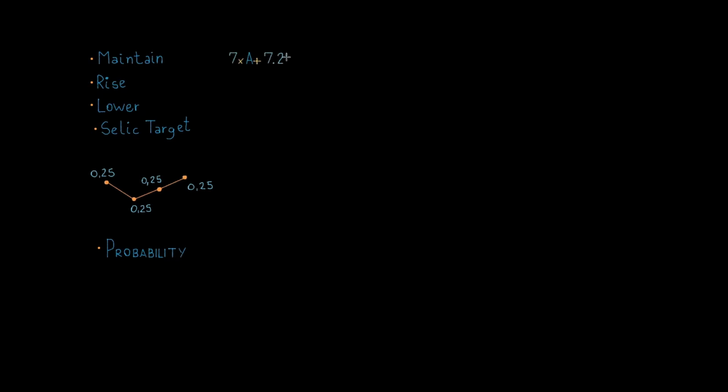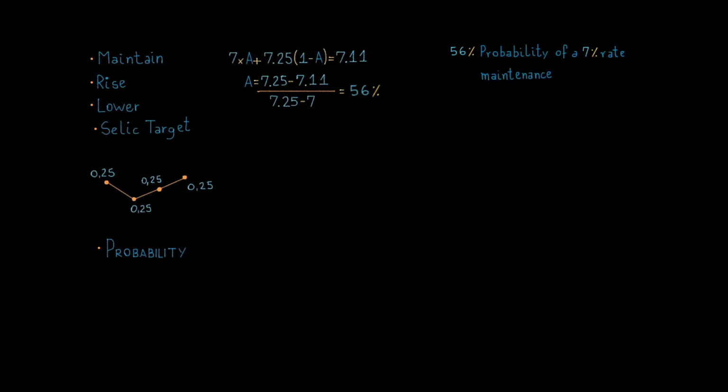7 times A plus 7.25 times (1 minus A) equals 7.11. A equals (7.25 minus 7.11) divided by (7.25 minus 7). Based on the market's expectation, the probability of a 7% rate maintenance is 56%, while the probability of increasing the rate to 7.25% is 44%. Given this scenario, the decision based on the probability is in the investor's hands. For bets on the stabilization or reduction of the rate, the investor should sell the contract. In case the rate increases, the investor must buy the contract.